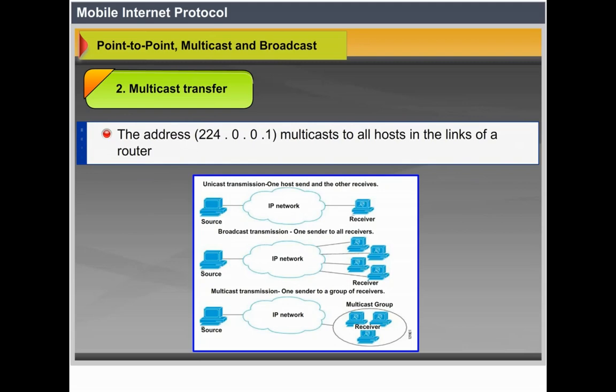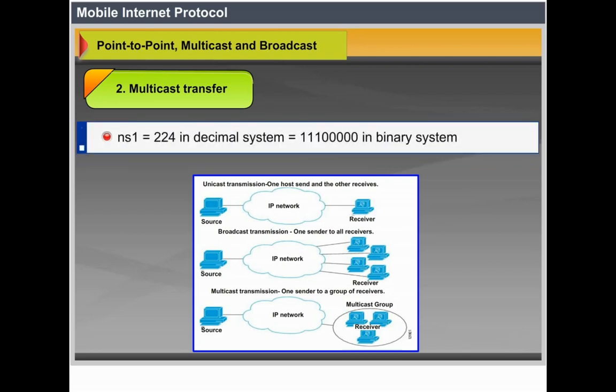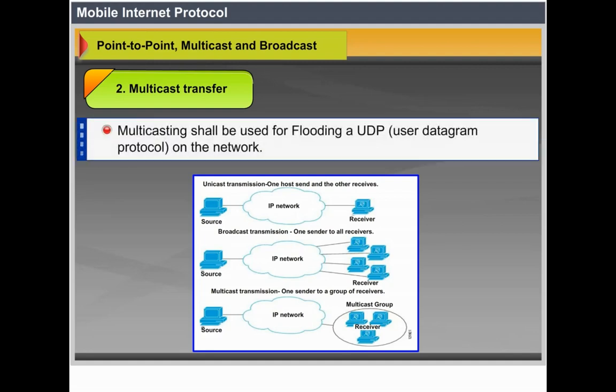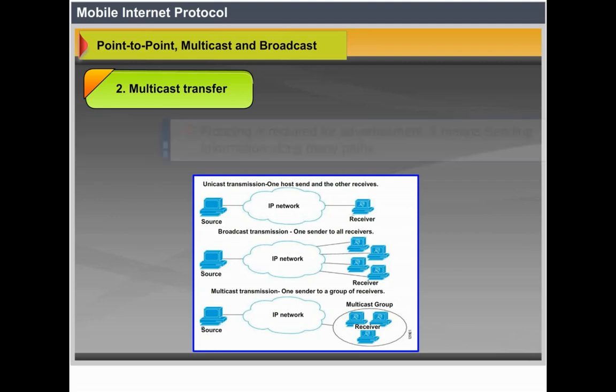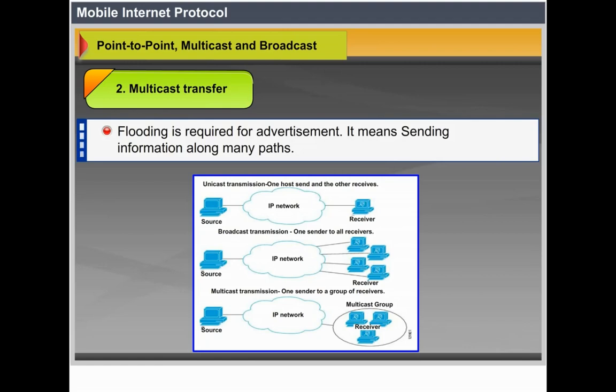The address 224.0.0.1 multicasts to all hosts in the links of a router. NS1 equal to 224 in the decimal system is equal to 11100000 in the binary system. Multicasting can be used for flooding a UDP, User Datagram Protocol, on the network. Flooding is required for advertisement.